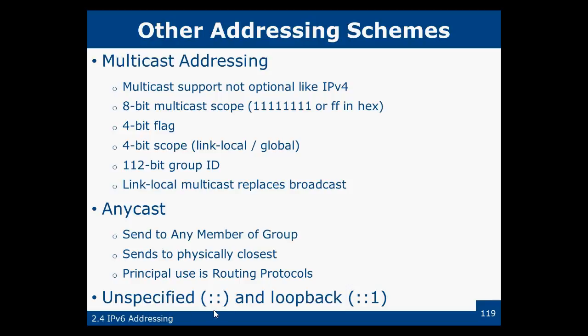The unspecified, the old 0.0.0.0 address in IPv4, is replaced by the :: address. And the loopback, the 127.0.0.1, is replaced by the ::1 address.